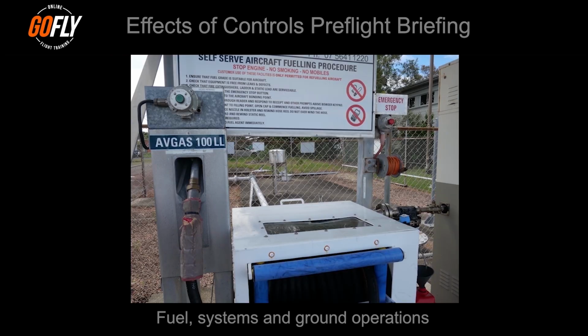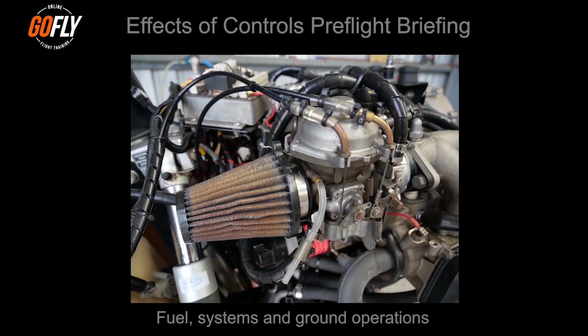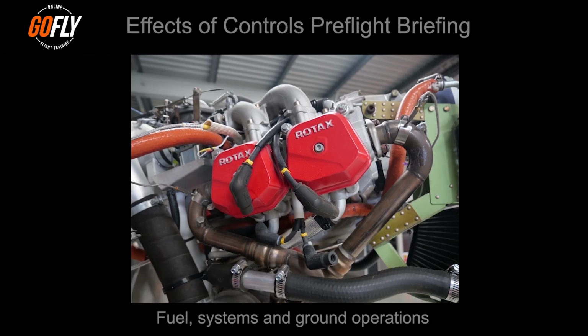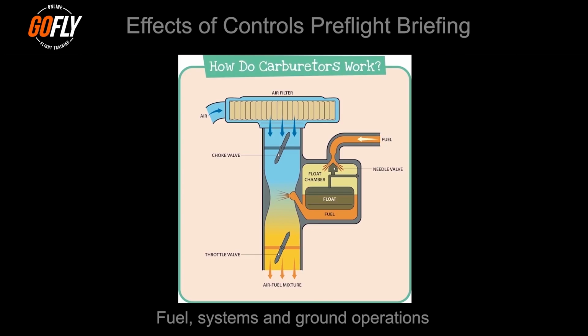Most training aircraft engines use either a carburetor to mix the fuel and air before entering the engine cylinder, or fuel injection to inject the fuel-air mixture into the engine cylinders. Most light aircraft engines are air-cooled, however some aircraft engines, such as the ROTAX series of engines, are liquid-cooled.